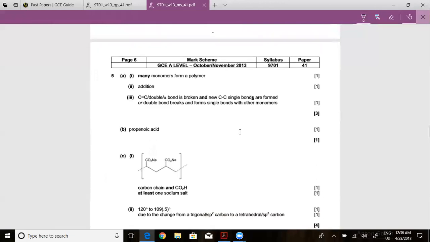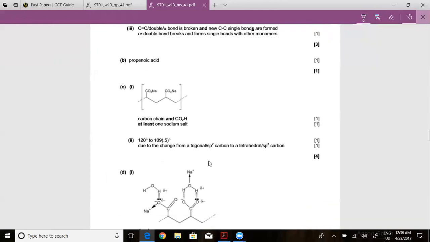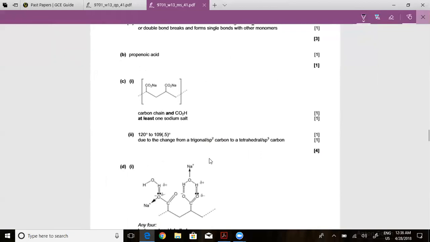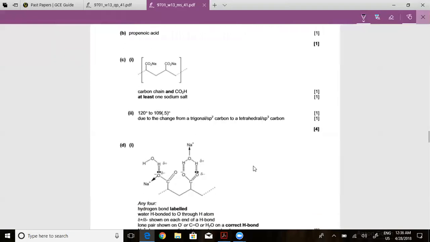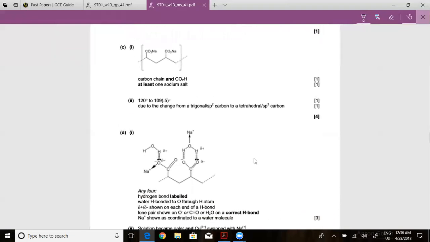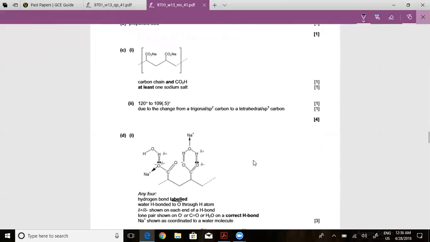ठीक है, let's check how they made it. Yeah, this is CONA. Again, you have lots of the H's, so lots of H's reacting with this. So we need hydrogen bond labeled, we did this. Water H bonded to O, to H bond, lone pair, right, lone pair का एक number है, ठीक है.